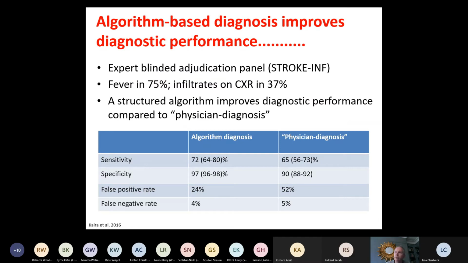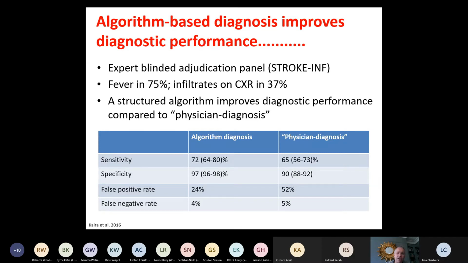So are algorithm-based approaches any good? What we do know is that there's a tendency for clinicians to overdiagnose stroke-associated pneumonia when relying just on experience or judgment, compared with algorithm approaches. By algorithm approaches I mean what we've discussed earlier, where we have specific standardized criteria that need to be met before a diagnosis is made and treatment is started.